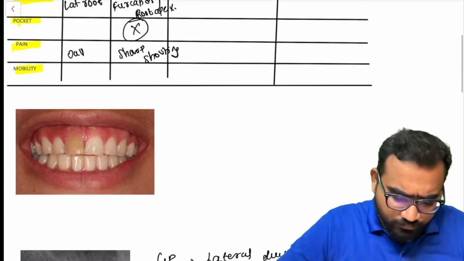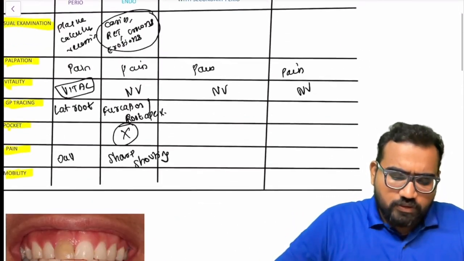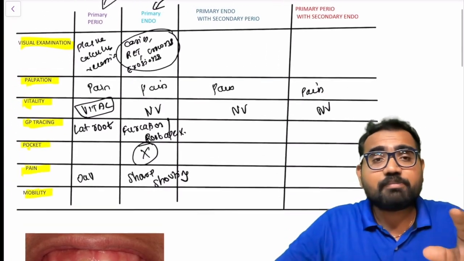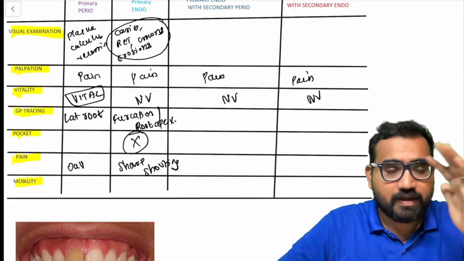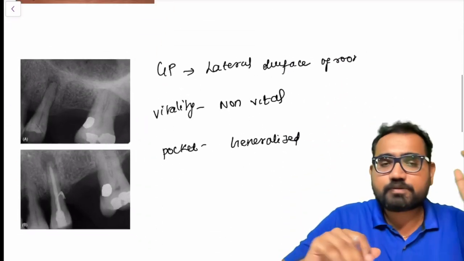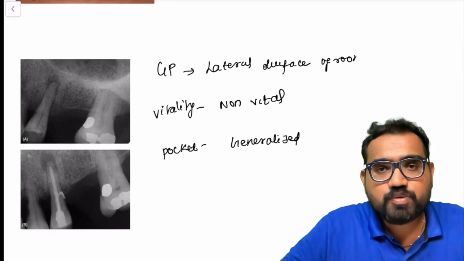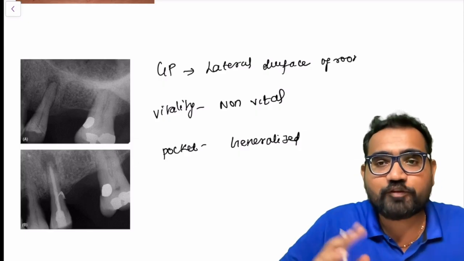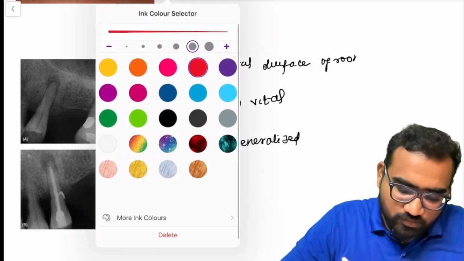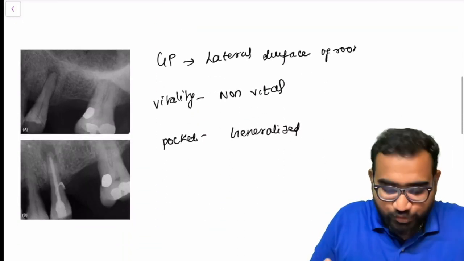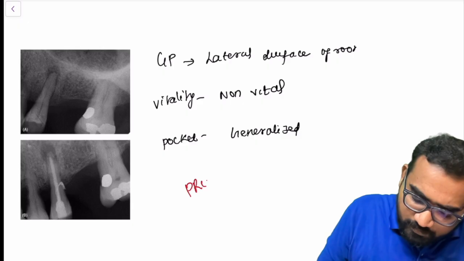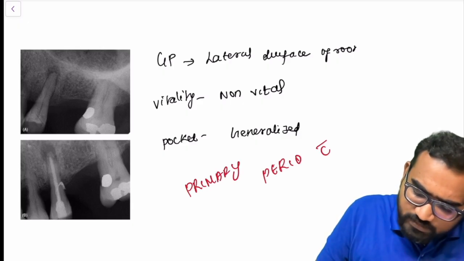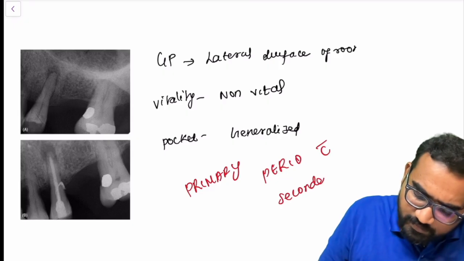Okay, now let us diagnose a few cases based on these parameters. Now you are going to tell me the diagnosis based on the above parameters we have discussed. Okay, so this patient, GP tracing is towards the lateral surface of the root, vitality is non-vital, and there is a generalized pocket formation. So what will be the diagnosis? Beautiful. This is a case of primary perio with secondary endo.